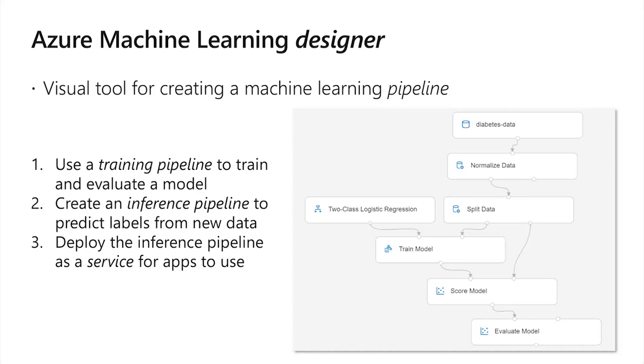After that, I split my data, and one part goes to the train model and the other part goes to the score model. The train model will train my data, and the algorithm that I'm going to use is a two-class logistic regression, which is a binary regression. It's going to predict either a 0 or a 1.